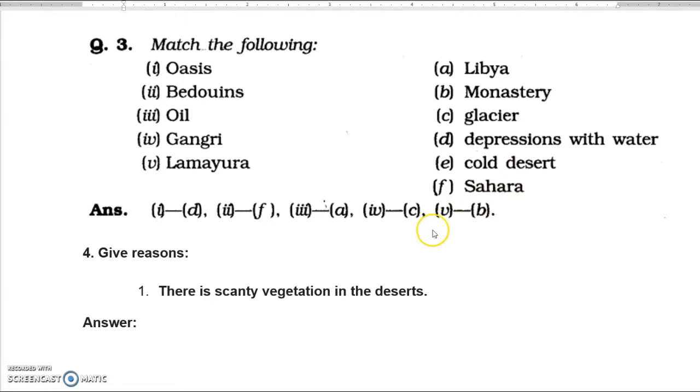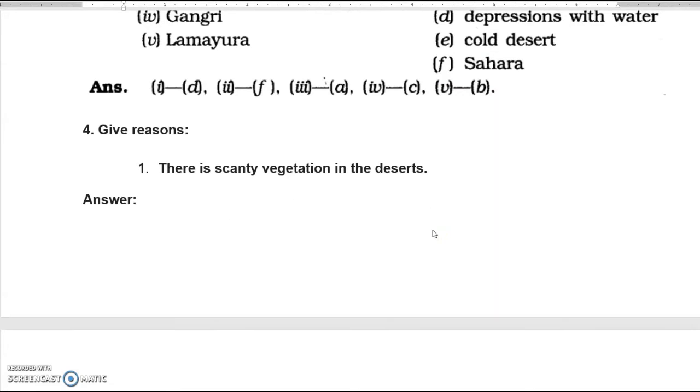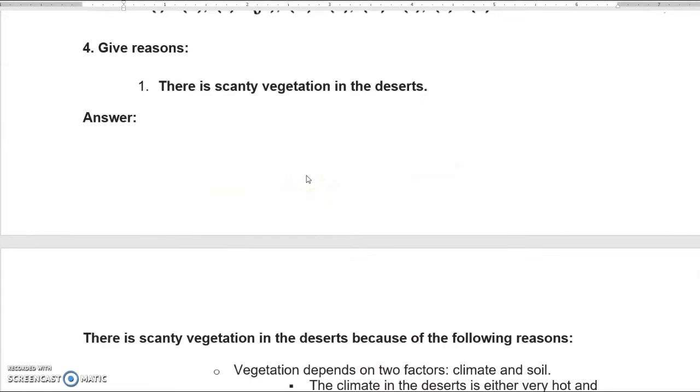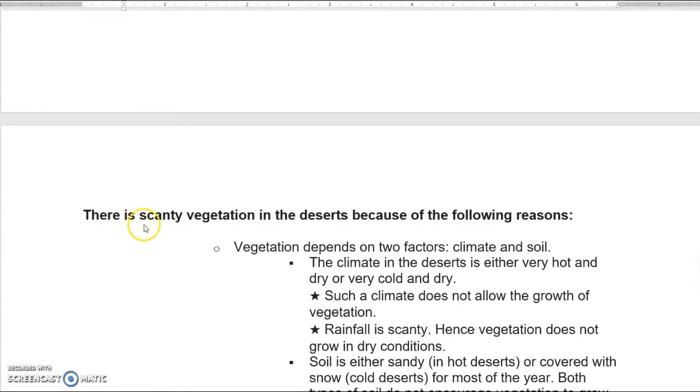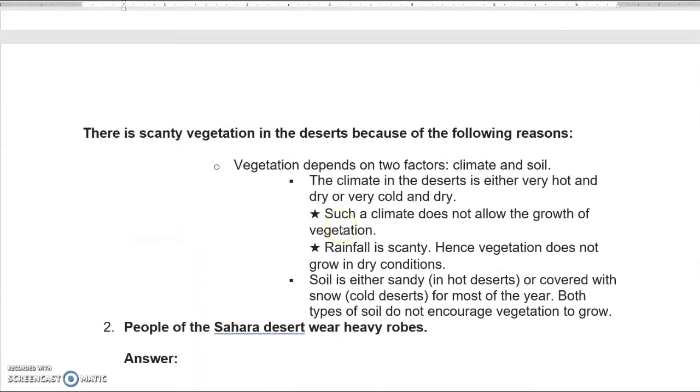Give reasons question. This is very important. All these give reasons questions are very important. Children, study well. Okay. There is scanty vegetation in the deserts. What is the reason behind this? We already studied. In desert area, scanty vegetation is there. There is scanty vegetation in the desert because of the following reasons. So there are a number of reasons for this scanty vegetation.